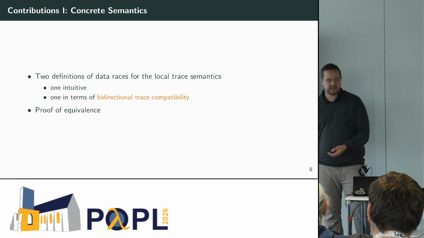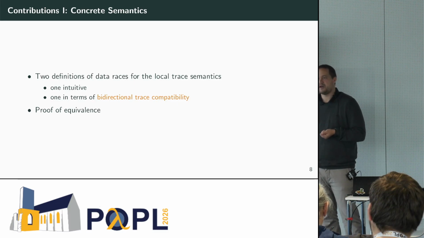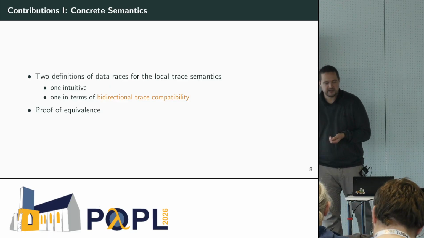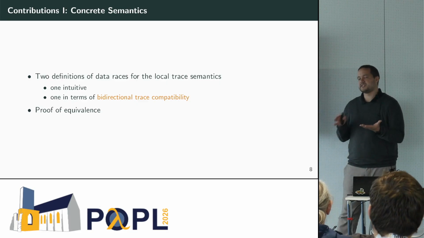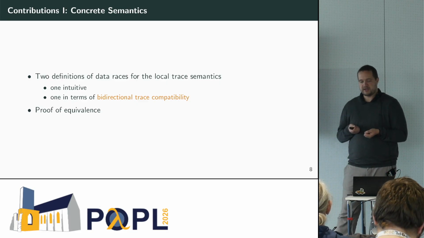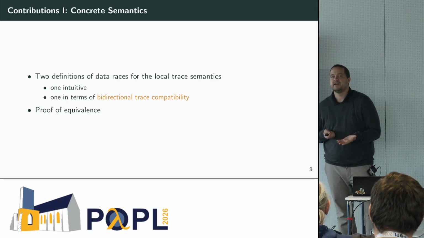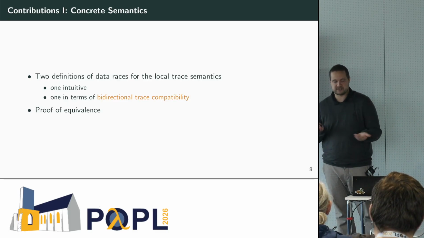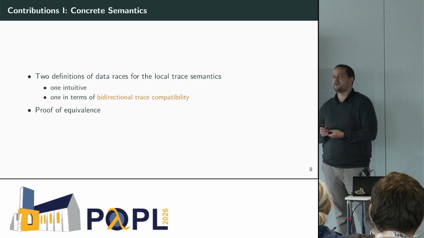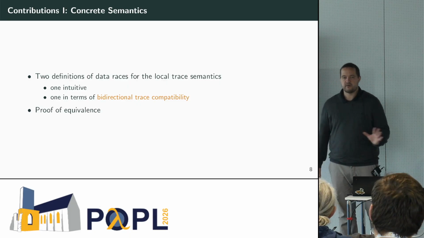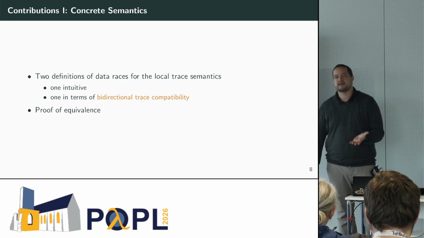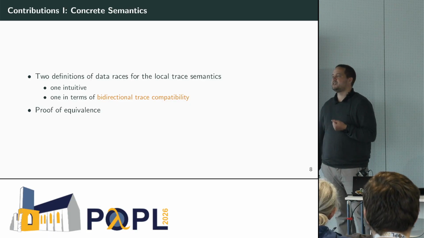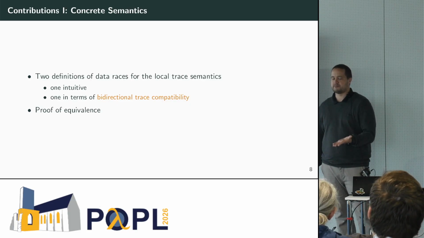So the contributions in the paper: there's a first part that deals mainly with the concrete semantics. So to have nice proofs of our analysis, we have a concrete semantics that is also thread-modular, and we call this local trace semantics. And for this, the question of races had not been studied yet. So we provide the definition of what it means to be racy in this local trace semantics. One is quite intuitive. The other one is a bit less intuitive, but in some sense it's nicer because, as we'll see later, it lends itself more easily to abstractions.